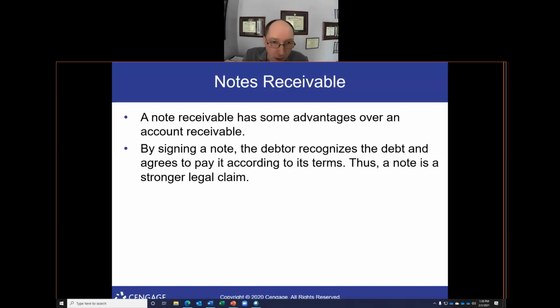Notes receivable. Notes receivable has its advantages as well over accounts receivable. A note receivable is basically a loan that we made to our customer, a short-term loan, right? It's like saying, "Hey, customer, you have 90 days to pay for your purchase that you made from us, and I'm going to attach an interest rate, typically." It's kind of like a short-term loan.